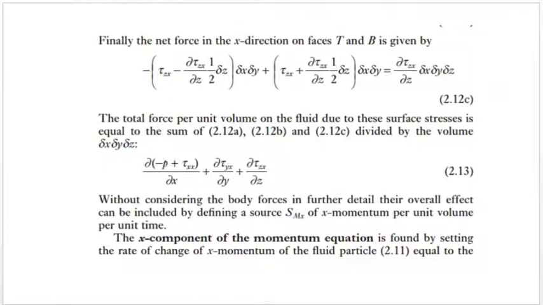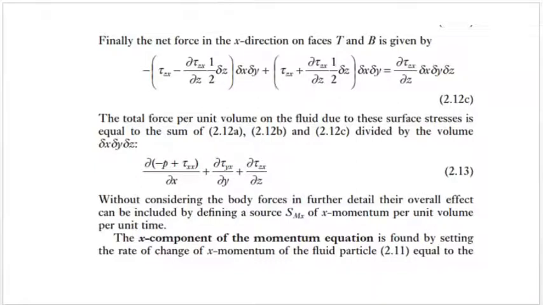These are the equations. We need the total force, right? So you have to add all those equations, and divide the whole equation by del x, del y, del z, so that you get equation 2.13: dou of minus p plus tau xx by dou x, plus dou tau yx by dou y, plus dou tau zx by dou z. So this is your overall force.